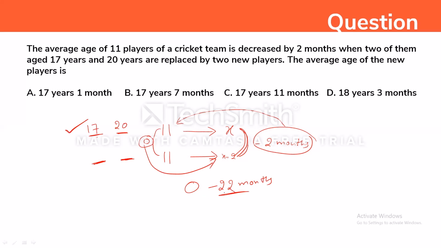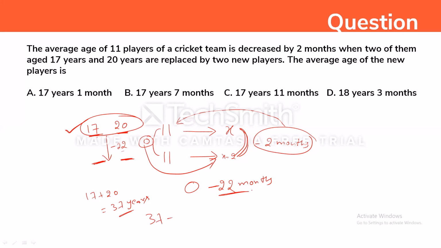Now what is this minus 22 months? It means we need to reduce 22 months from the previous age. Whatever the age of the previous players we have, we need to reduce 22 months. The previous ages are already given as 17 years and 20 years, correct? So 17 plus 20 is 37 years. Now from 37 years we need to reduce 22 months.